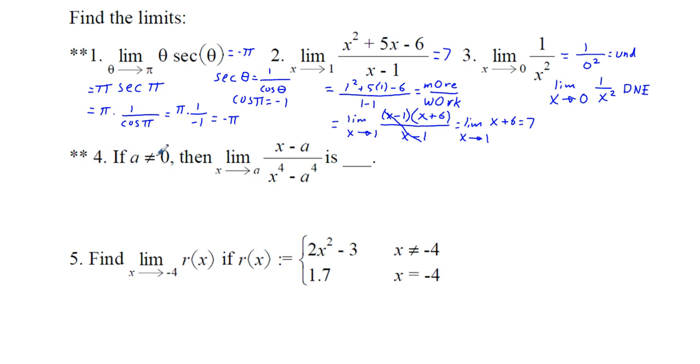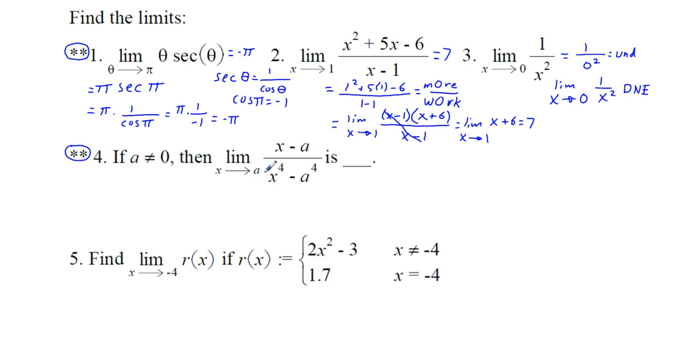Okay, 4. If a is not equal to 0, then the limit as x approaches a of x minus a over x to the 4th power minus a to the 4th is, fill in the blank. One thing I want to make you aware of, where we have these asterisks in these note card problems.